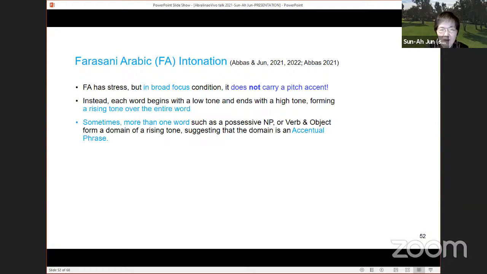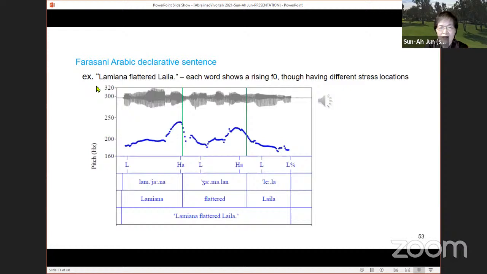Here, Farasani Arabic has stress in broad focus condition, but we found out that it does not carry a pitch accent. Instead, each word begins with a low tone and ends with a high tone, forming a rising tone over the entire word. And sometimes they can also have more than one word still showing a rising domain. This suggests that this rising contour domain is an accentual phrase, but without a pitch accent. Here's an example: Lamiana flattered Lila. Each word rises, but the last word doesn't rise because the boundary tone of the intonation phrase shows that this is a declarative sentence.